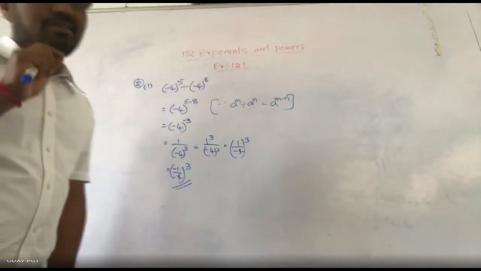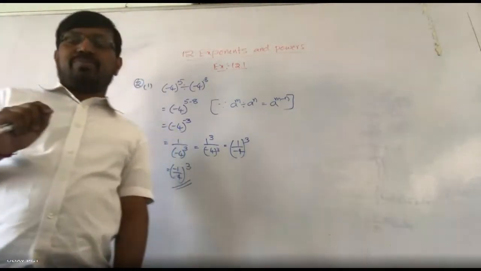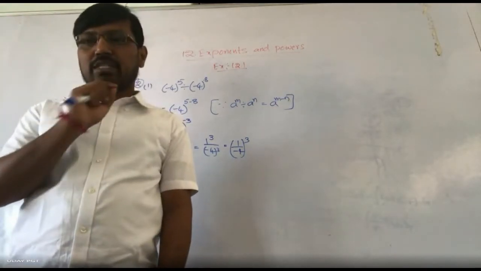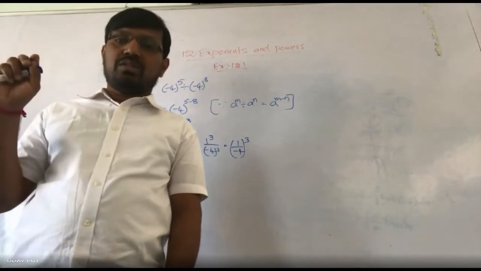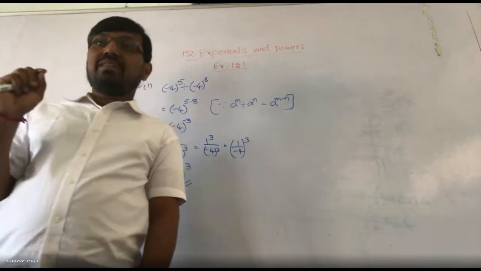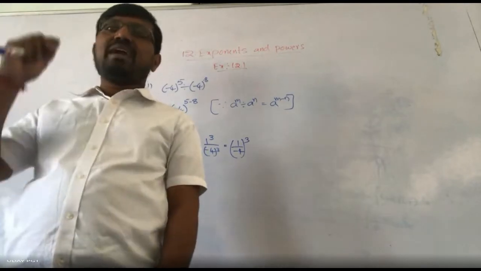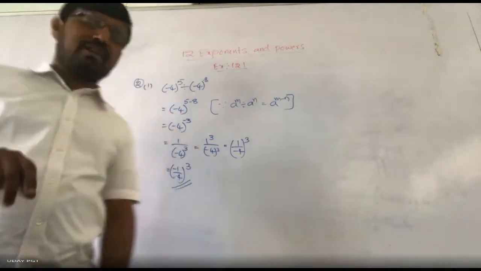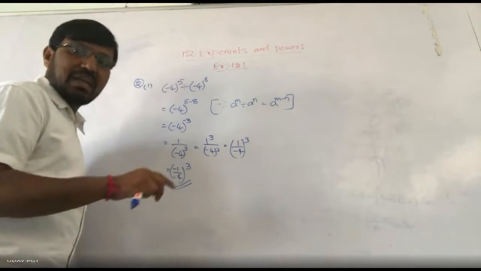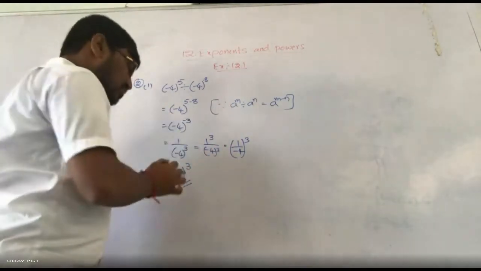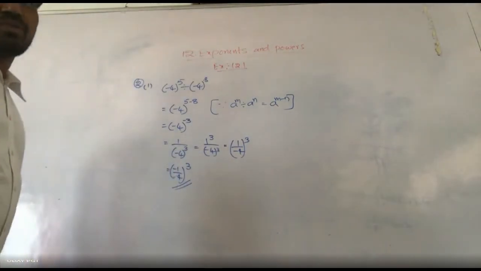Yes, sir. You do remember that whenever you write any fraction or any rational number, if the denominator is negative, you are not supposed to express the denominator as a negative. You always remember that the denominator should be positive. If it is negative, you need to make it positive by multiplying by minus 1. So when writing a rational number, 1 by minus 4 we will not write. Better we write it as minus 1 by 4.